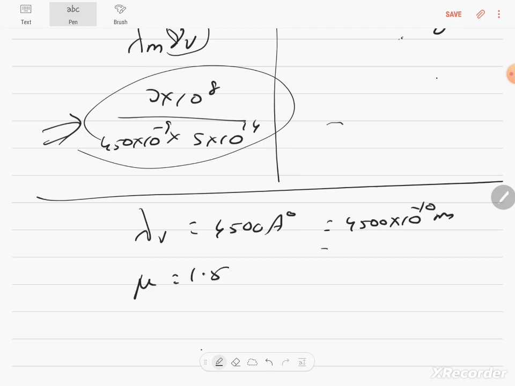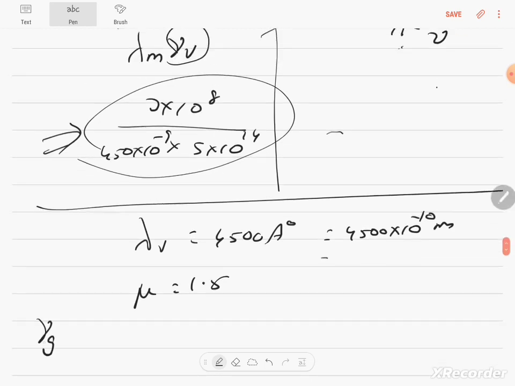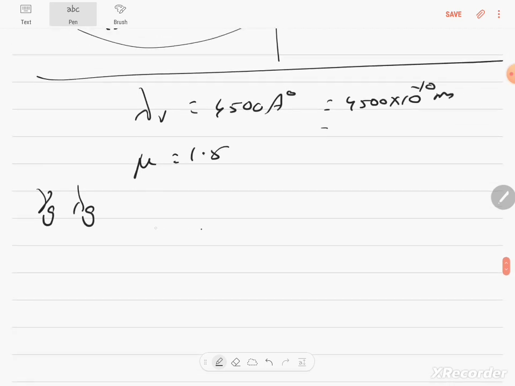What is the frequency and wavelength of the light in the glass block? So they are asking frequency in the glass and also wavelength in glass. You know the formula for refractive index, I just taught you, which is c by v. Mu is 1.5, c is 3 into 10 to the power 8.